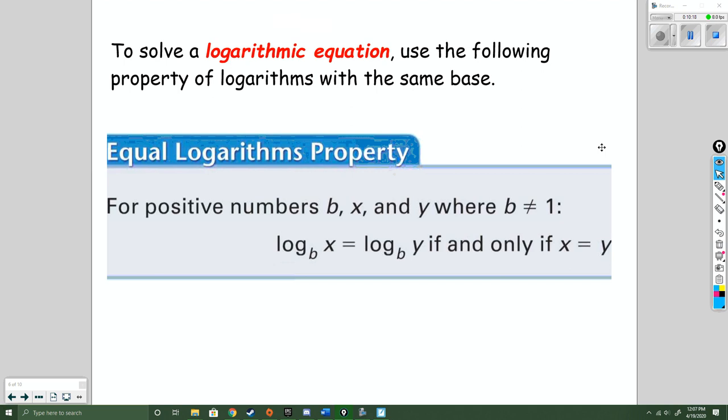So equal logarithms property just says that if log base b of x equals log base b of y, then x equals y. All right, both logarithms have the same base, so obviously for these to be equal, the arguments have to be equal.